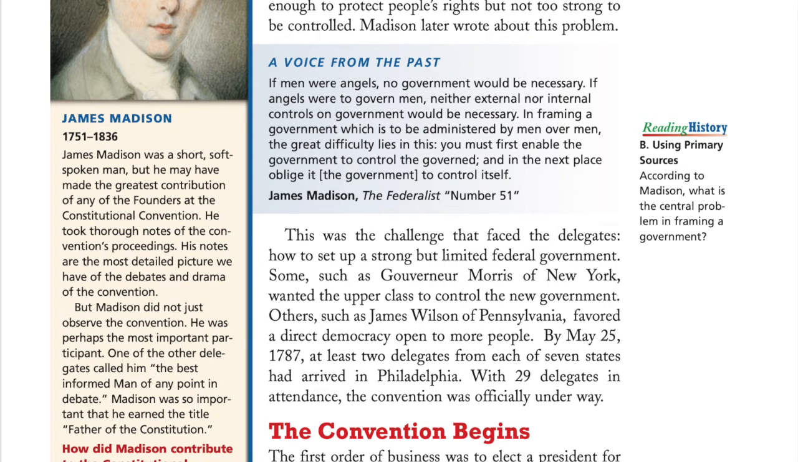James Madison, 1751 to 1836. James Madison was a short, soft-spoken man, but he may have made the greatest contribution of any of the founders at the Constitutional Convention. He took thorough notes of the convention's proceedings. His notes are the most detailed picture we have of the debates and drama of the convention. But Madison did not just observe the convention. He was perhaps the most important participant. One of the other delegates called him the best-informed man of any point in debate. Madison was so important that he earned the title Father of the Constitution.